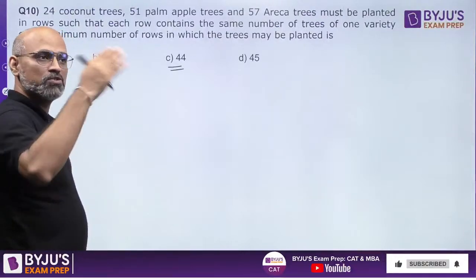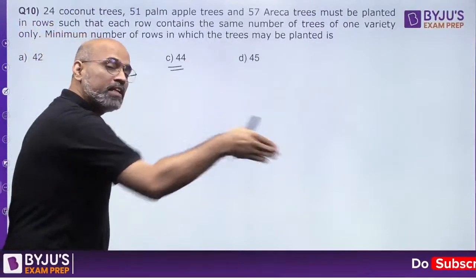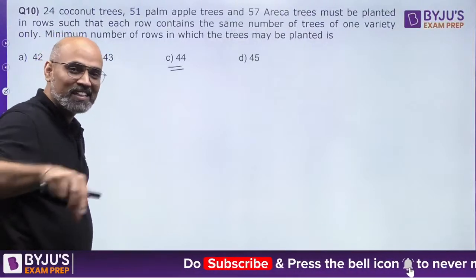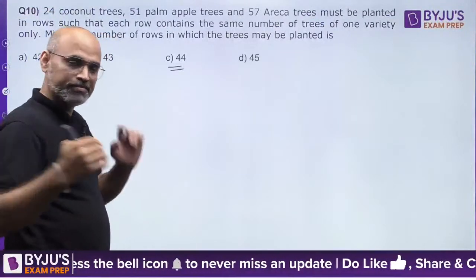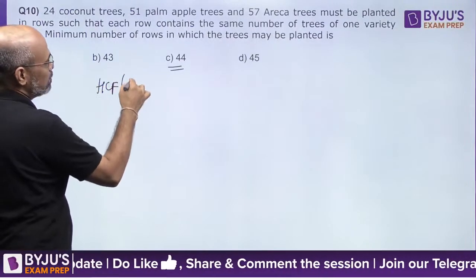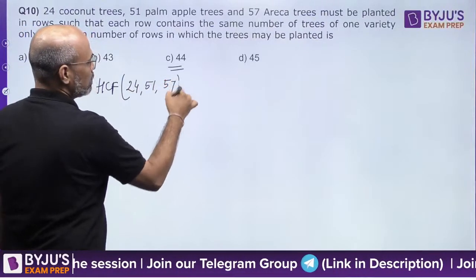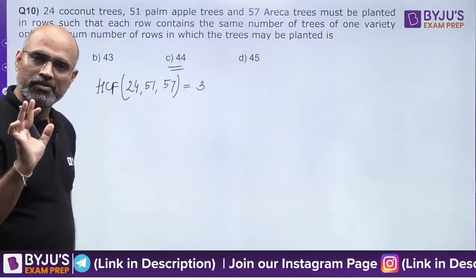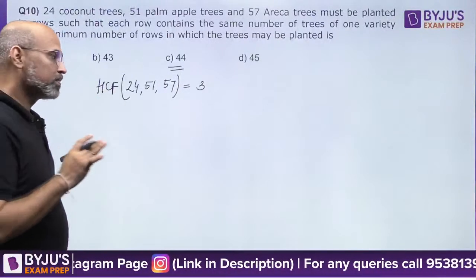Why do I need the highest? So that the number of rows turns out to be the least. If you're going to plant more trees in every row, the number of rows will be less. If you plant less trees in every row, the number of rows are going to be more, because total trees are fixed. So I'm going to calculate the HCF of these numbers, which is 24, 51 and 57. All these three numbers are in the table of 3, which is the highest value. No number bigger than 3 exists in all three. 24 is even, so that's gone anyway.